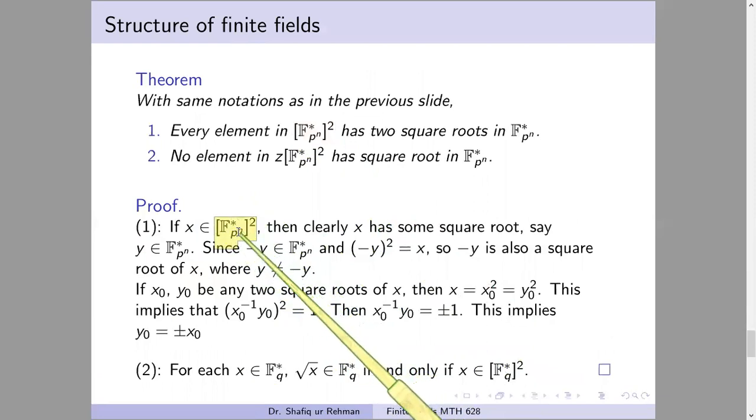If you see the definition of this set, it consists of the squares of all the elements. If something is in this set, it must be the square of some element, and suppose that element is y. So here, if x belongs to this set, then it means x has some square root. Let's say that square root is y.